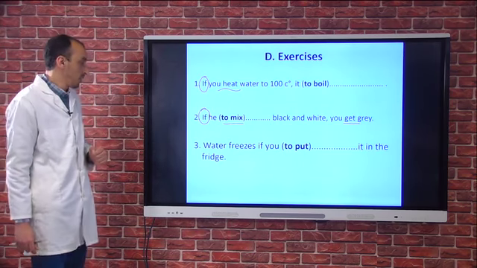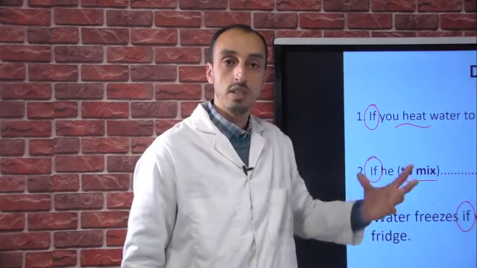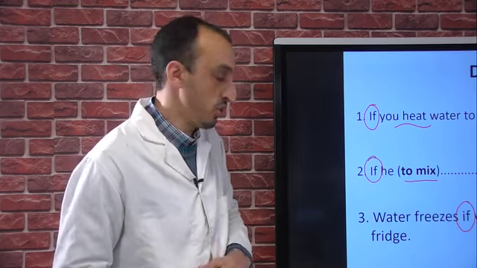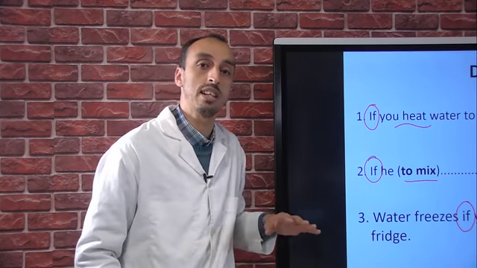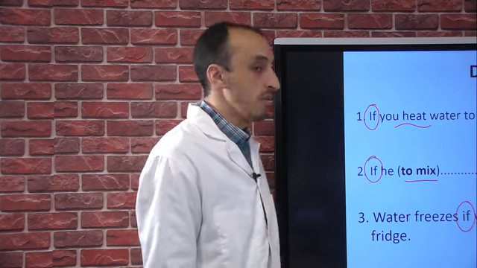Now let's look at exercise number 3. We have to look for the verb in the if clause, because we have already written the verb in the main clause. Water freezes in the fridge. In the kitchen, you have the appliance, the fridge, the refrigerator. It is the upper side of the refrigerator, or sometimes the lower side. So it's the fridge. It's very cold. Okay?